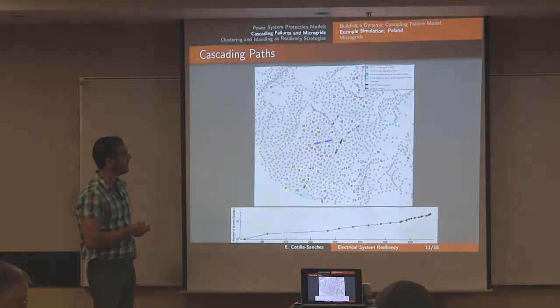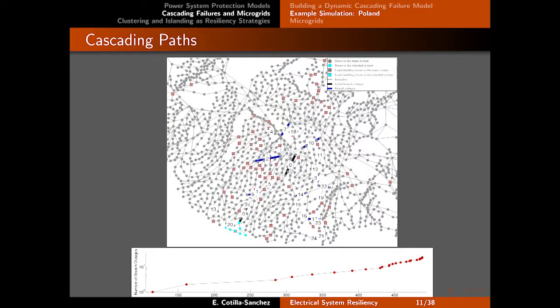So here in Poland, we were simulating these two black lines as an N-2 event. So we took out two transmission lines that were somewhat critical.